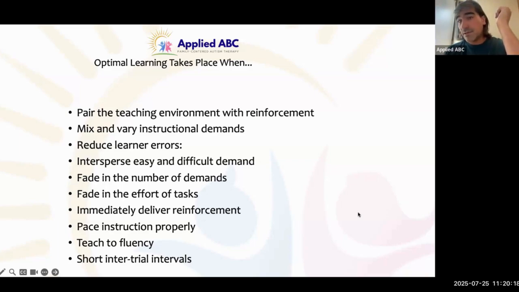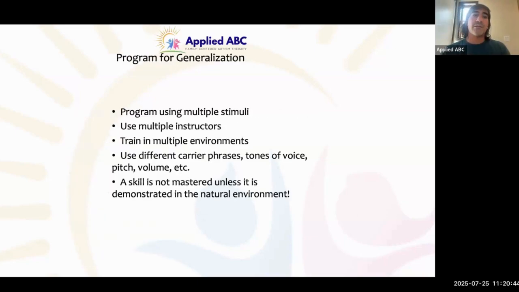Teach to fluency. Being able to do it for a number of stimuli. Fluency training is all about speed. So being able to do something a certain number of times within a certain time sets them up best for generalization and demonstration of skills. And short intertrial intervals, that's what we were just talking about. Not a lot of time between when you're putting these things out there.